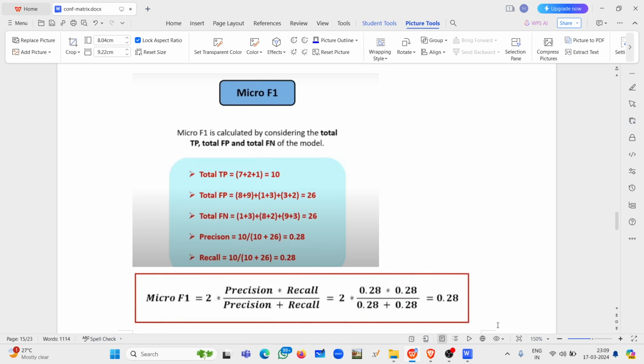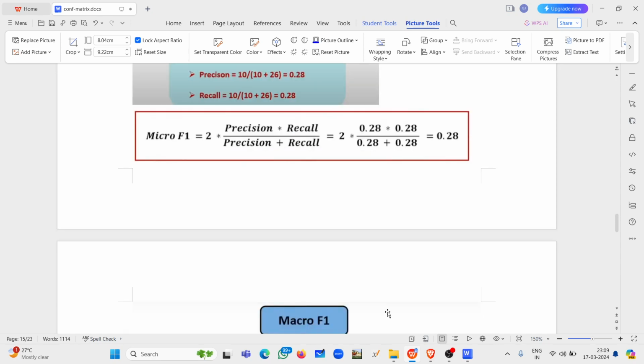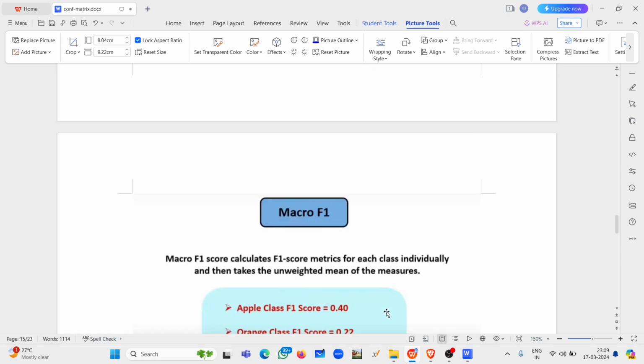You see peculiar cases. So in this case, micro F1, the precision is 0.28, the recall is 0.28, and also the F1 score is 0.28. Now we go for the macro F1. In the macro F1, what do we do?